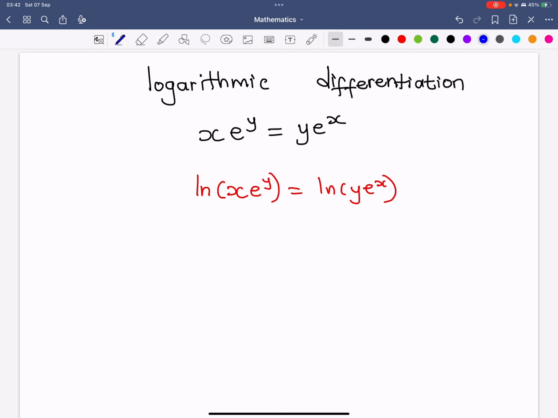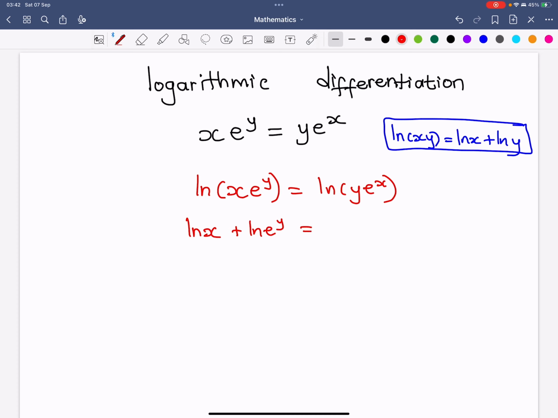And then we know that if you have two things multiplied inside a log, you can split them and put a plus sign in between, so you know how this law works. So in this case, this is going to become ln of x plus ln of e to the y equals ln of y plus ln of e to the x. And then you know another law that says ln of x to the n is the same as n ln of x. So you know this law as well.